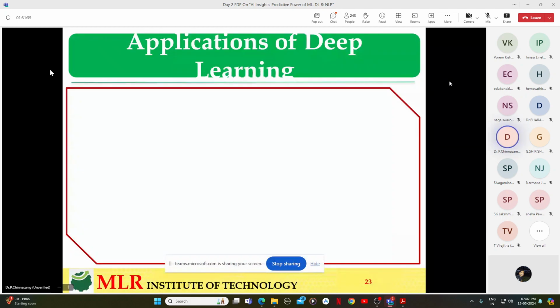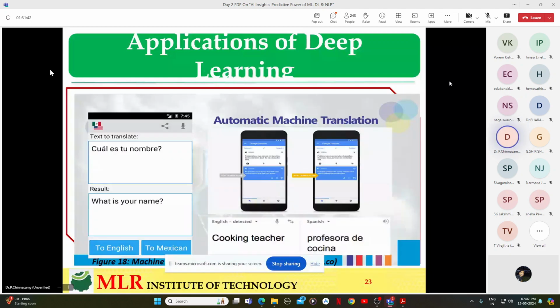And coming to the last, we have automatic machine translation. Recently, as I told you yesterday also, AICTE has automatic language translation, from one state language to another, or one country language to another. For example, if I type in Telugu, 'em chestunnaru', it will convert it into English, what you are doing. In Tamil, 'enna pandra'. This kind of thing happens with the help of deep learning models only. We can select the language also. So, automatic machine translation.